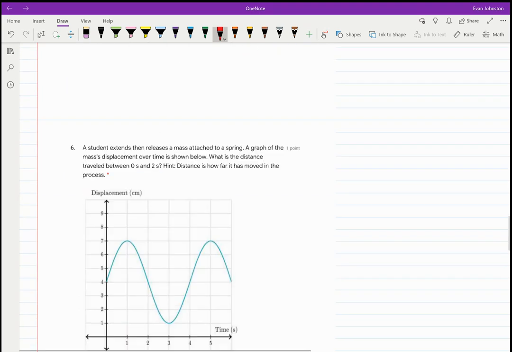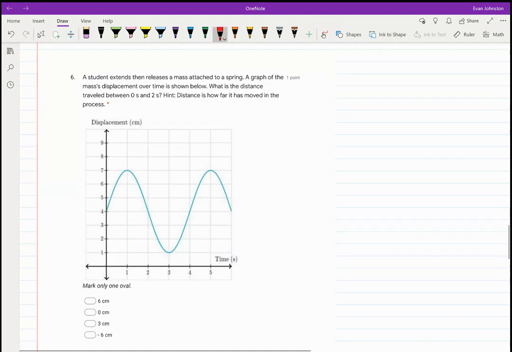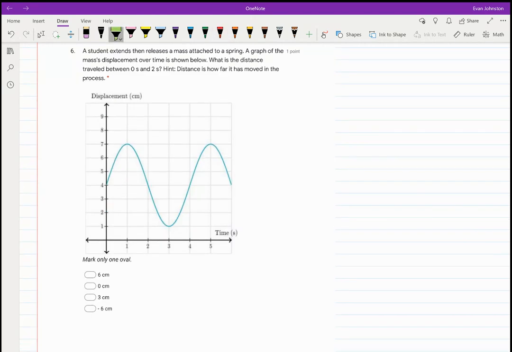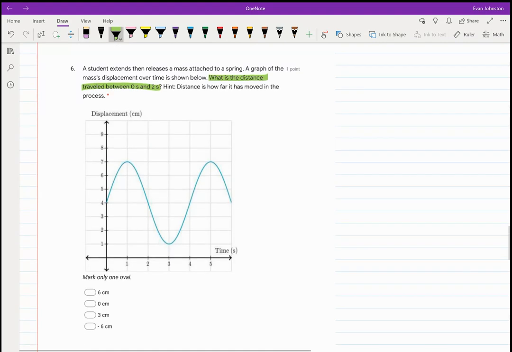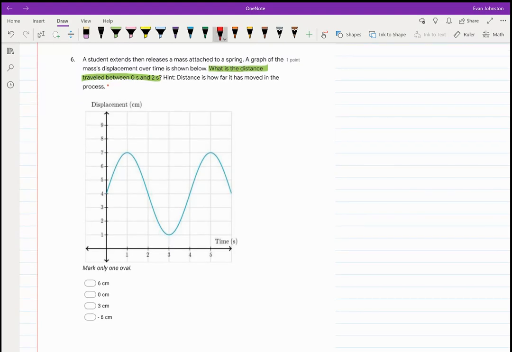Alrighty. And I think this is our last one on here. So we have another mass on a spring. What is the distance traveled between 0 and 2 seconds? Oh, no, there is another question. So we want the distance traveled. Now, the keyword here is distance, not displacement. Distance is like how far it's moved total.